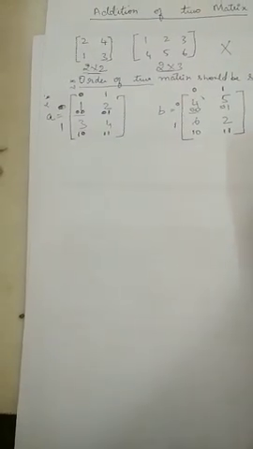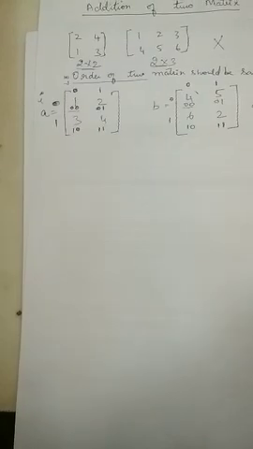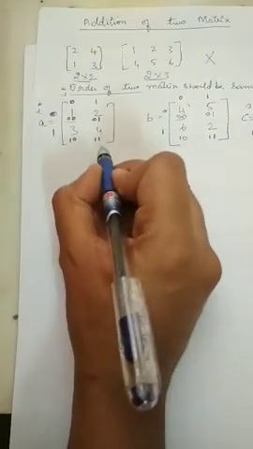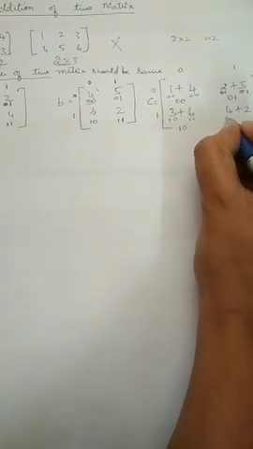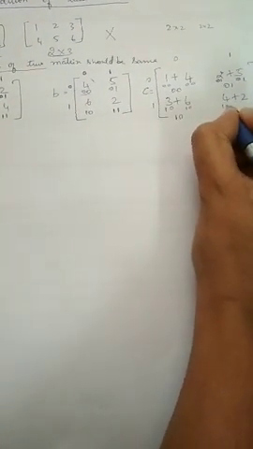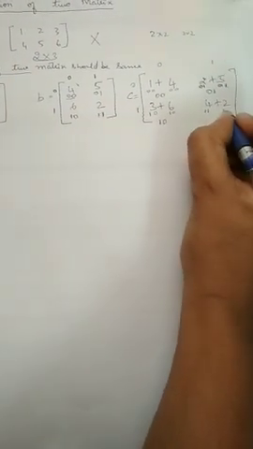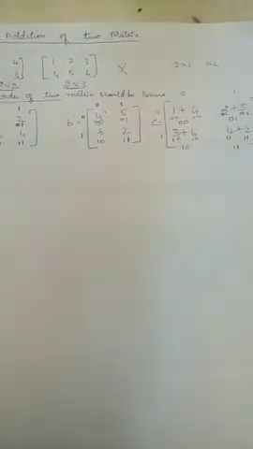So C of 1 0 will contain the addition of these two terms. Same way 4 we are going to get from here, right? So 4 I have to write as C of 1 1. I have to add 4, which I'm going to get from A, and 2, which I'm going to get from B. So this is the C position, right?